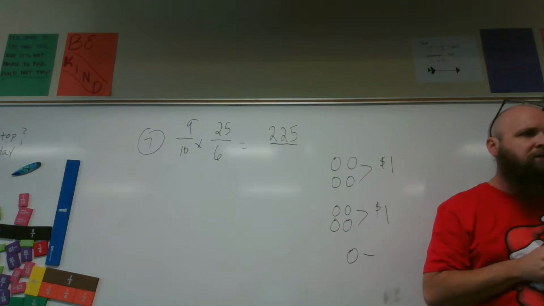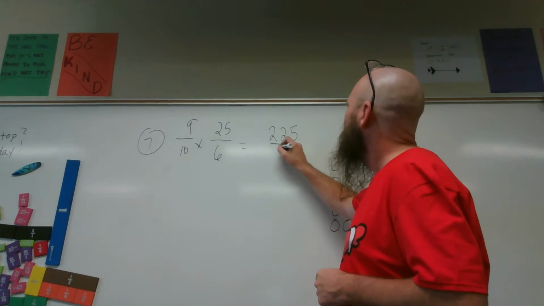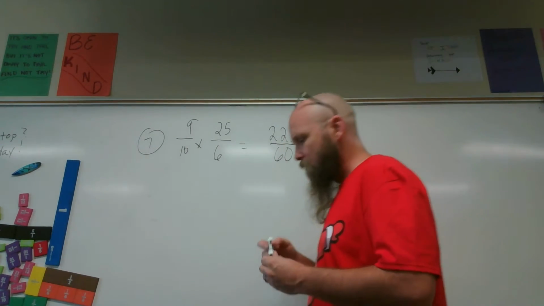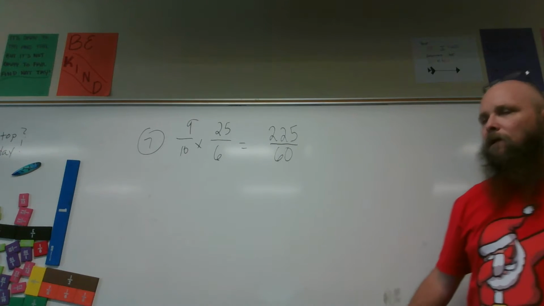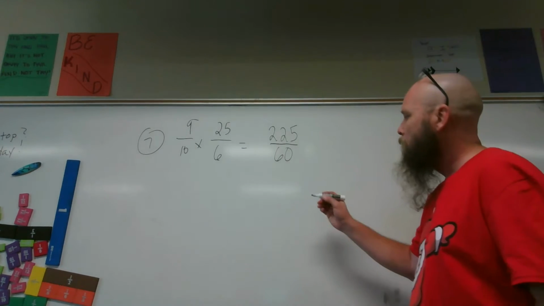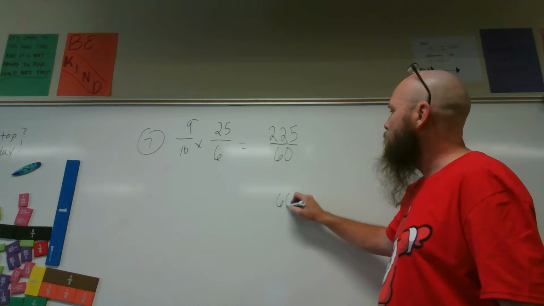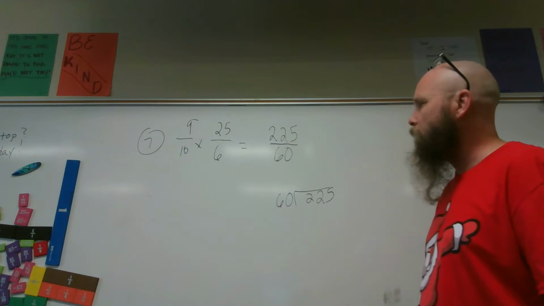Kayla, 10 times 6. 60. Kayla, 225 over 60 is what type of problem? Improper. And Kayla, how do I change an improper fraction? How do I fix it? Good. I divide my denominator into my numerator. We talked about this in our class.